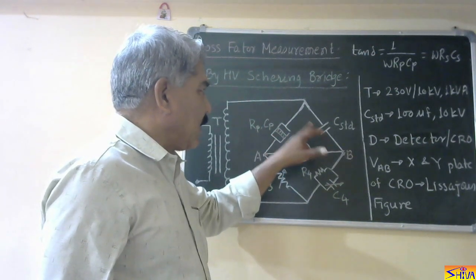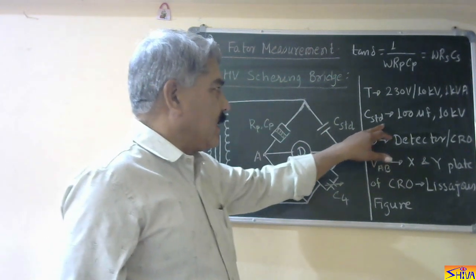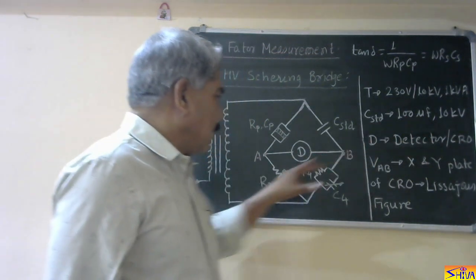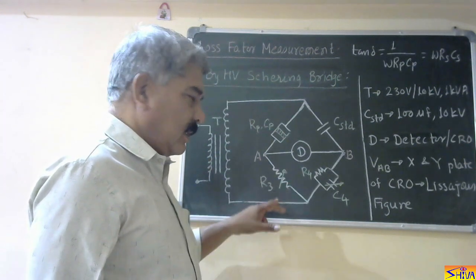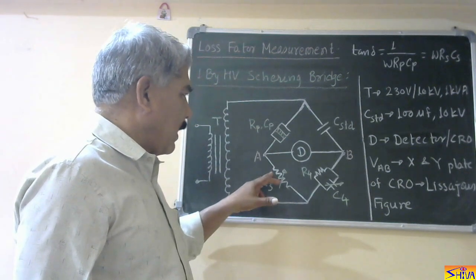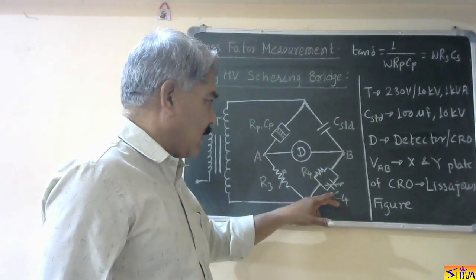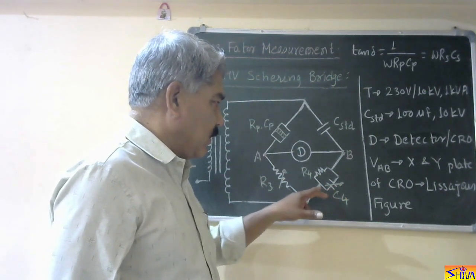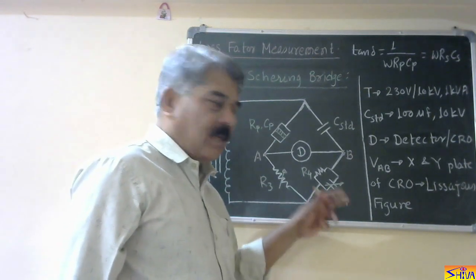The second arm is the standard capacitor, CSTD. This standard capacitor is of 100 picofarad rating and is rated for 10 kV. The third arm has resistance only, R3. This is a variable resistance and it is used for balancing the magnitude. The fourth arm has a parallel combination of resistance and capacitance. Resistance R4 is fixed, whereas capacitance C4 is variable. This capacitor is used for balancing the phase angle.